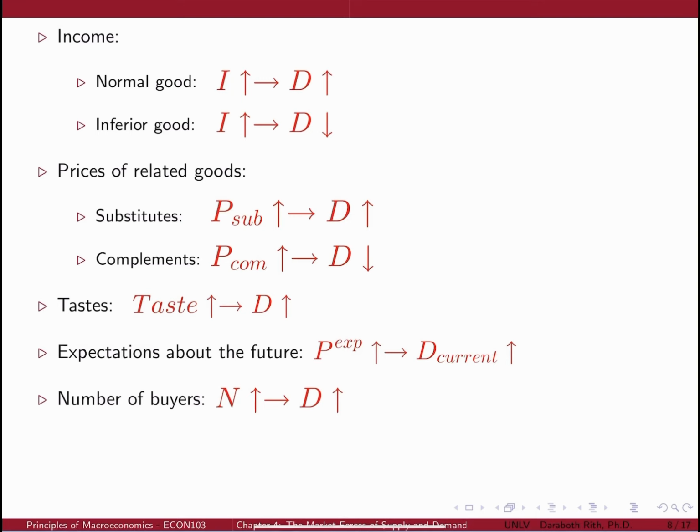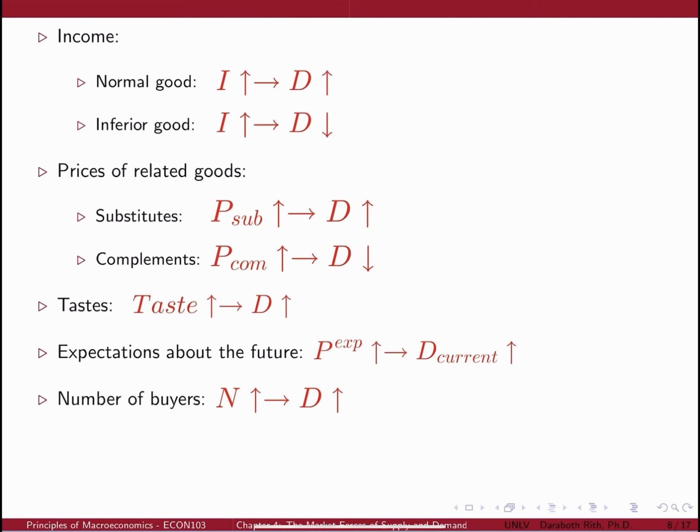Next, expectation about the future. Consider if you can foresee that the price of rice is expected to increase because of supply disruption due to another pandemic shutdown. What do you do at the current time? It makes sense that your demand in the current time will increase.